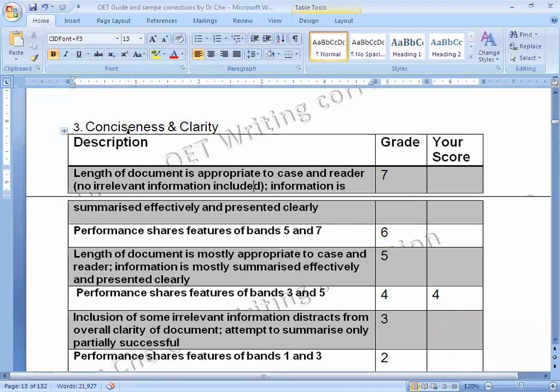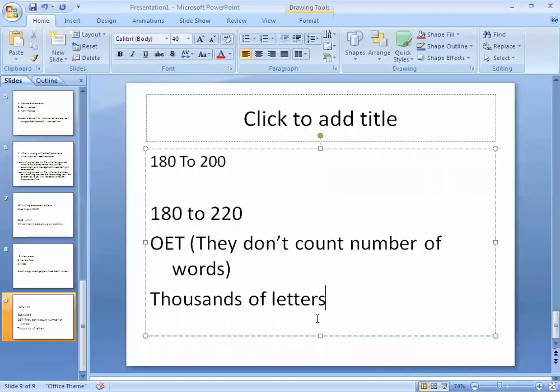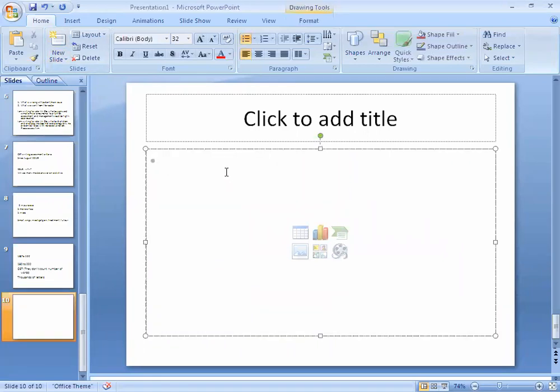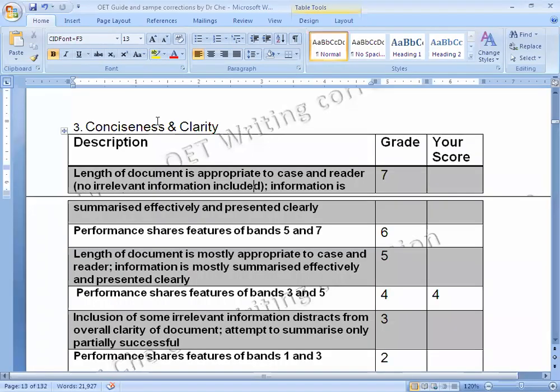So your length should be appropriate and you should write concisely. The problem is that you doctors and nurses are too busy. You cannot even take free classes or watch free videos. Many students tell me, I don't have time, I have 3 days left, I need 3 letters corrected, I need 5 letters corrected, I could not prepare, I am an intensive care unit doctor and I am working 8 hours. The problem is that you people are very busy. That is why we cannot write very long letters. We should be concise and we should be clear.